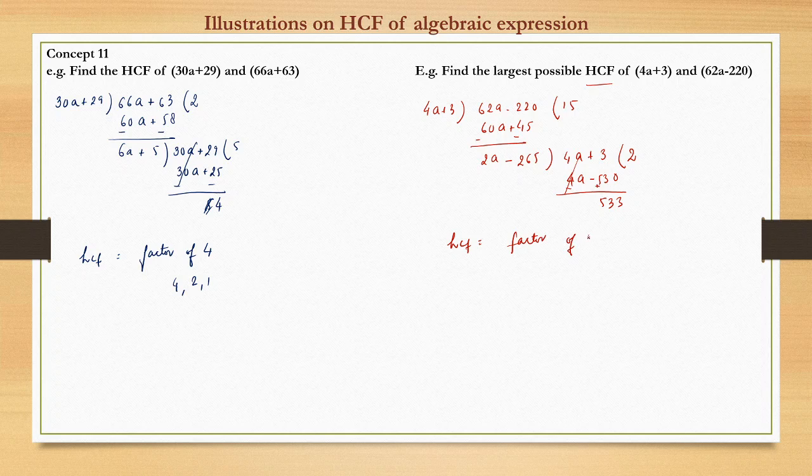Factor of 533. Now what could be the factors of 533? I mean, here what is the largest possible HCF? So the largest possible HCF is nothing but 533 itself, because the highest factor of 533 is 533 itself. So 533 would be the largest possible HCF answer.